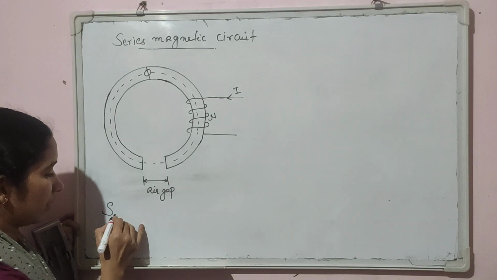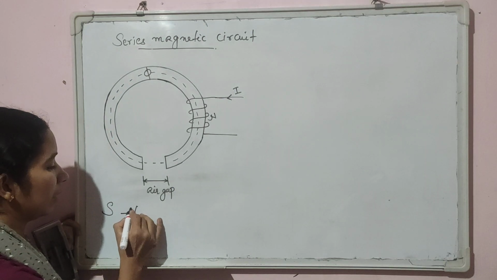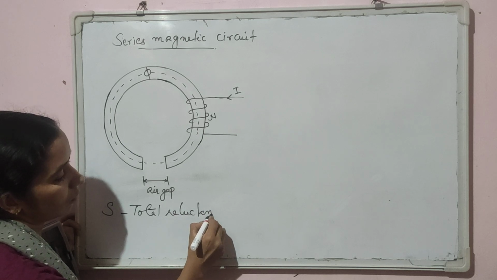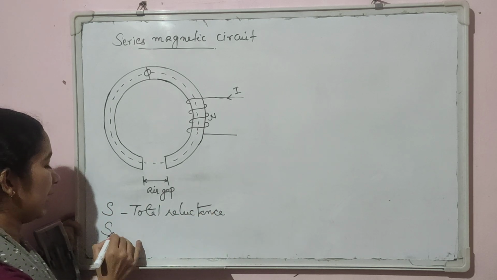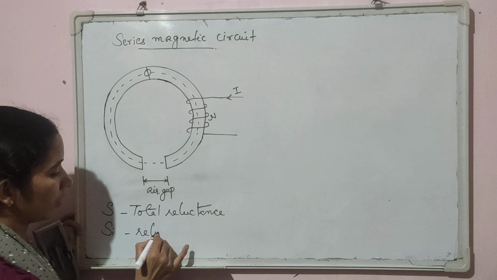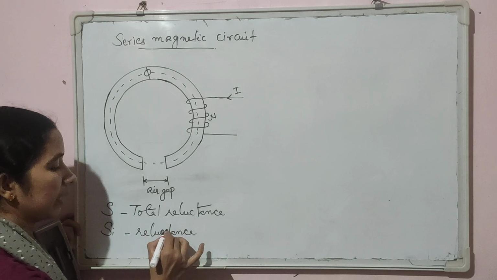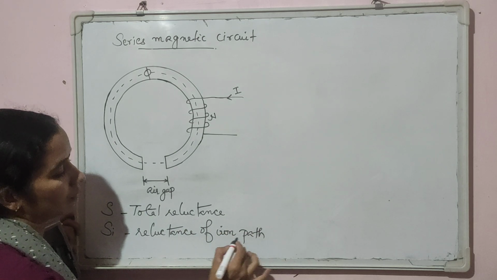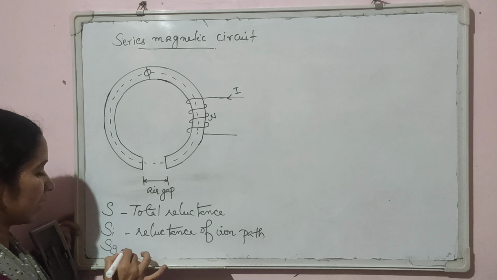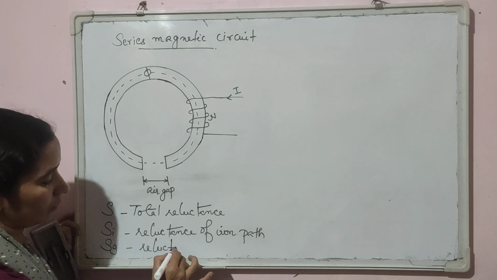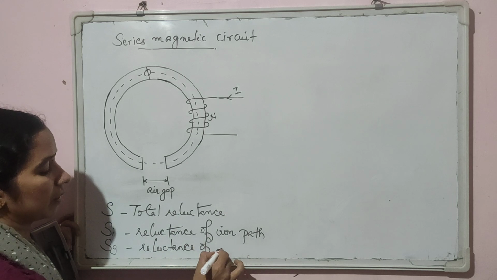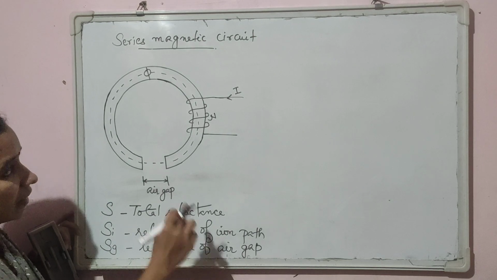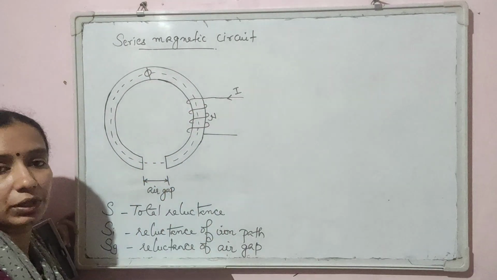Let us denote certain terms for obtaining the expression. Let S be the total reluctance of this magnetic circuit. Si is the reluctance of the iron path. Sg is the reluctance of the air gap. Then we know that the flux linking with this circuit is phi.